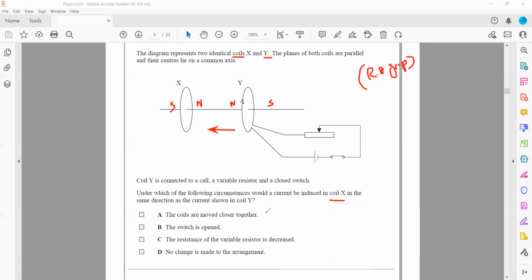So it means option A, if the poles produced are different, or the induced poles are different, it means the direction of the current will be different. That's why A cannot be an answer.